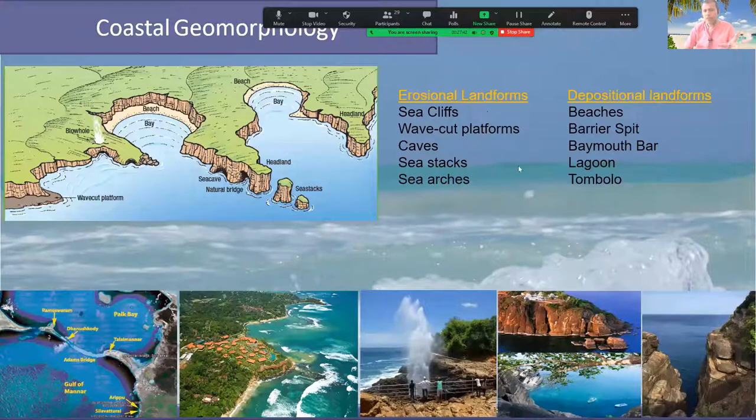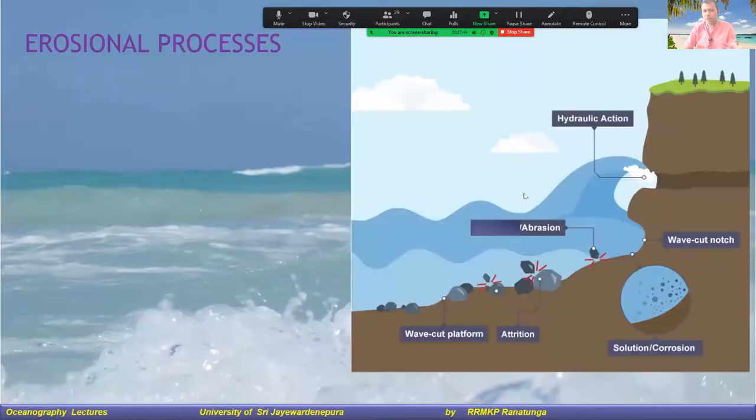But before going into these different structures, erosional and depositional, there are also some coastal processes. There are some erosional processes, and these cause different types of erosion. In the coastal zone, there are a few such erosional processes, and one of them is called abrasion.